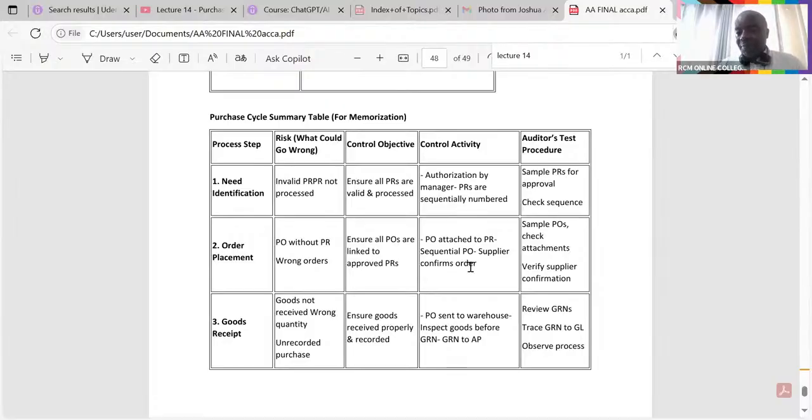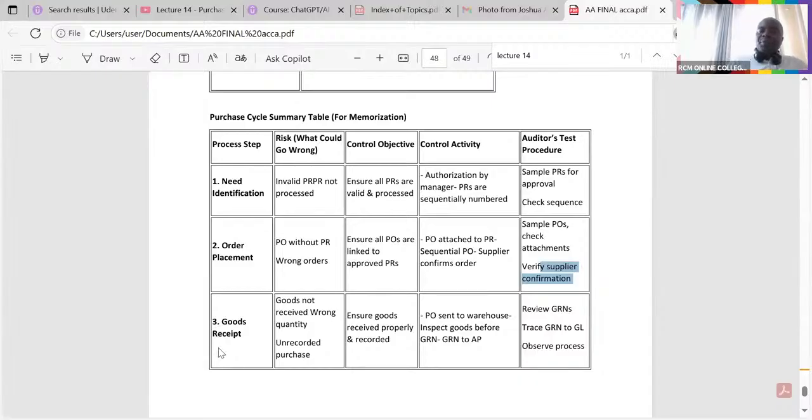Supplier confirms the order. For me as an auditor, my work is very easy. Remember, all these are about the organization, what the organization is doing on the other side. For me as an auditor, mine is to sample. Mine is to test. Mine is to look at, to review. All right, so sample purchase orders, check all attachments like the purchase requisitions, verify supplier confirmations.